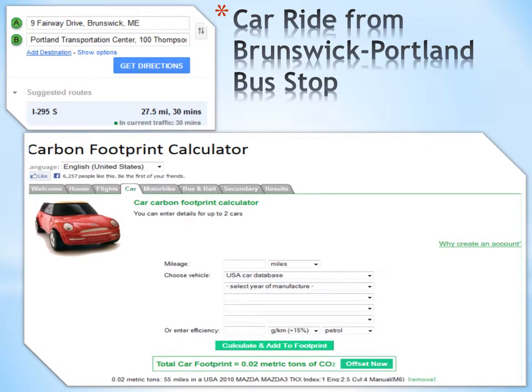The first aspect of my trip is my car ride from my home in Brunswick to the Portland bus stop next May 10th, and the return trip once I get back very, very late at night on May 19th. A one-way mileage for this trip is 27.5 miles for a total of 55 miles. I used Carbon Footprint Calculator, entered the mileage, and chose my type of vehicle, which is a Mazda 3 6-speed manual.